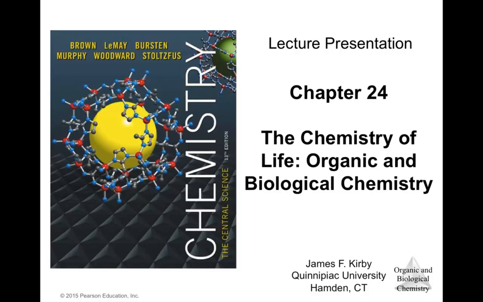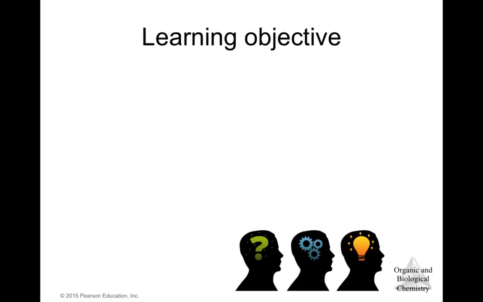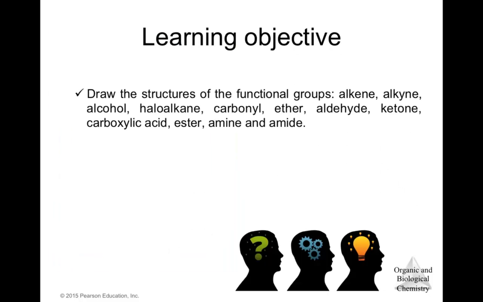This is the second part of Module 24, Chemistry of Life, Organic and Biological Chemistry. By the end of this module, you will be able to draw the structures of the functional groups: the alkenes, alkynes, alcohols, haloalkane, carbonyl, ether, aldehyde, ketones, carboxylic acid, esters, amines, and amide. All of these are functional groups.